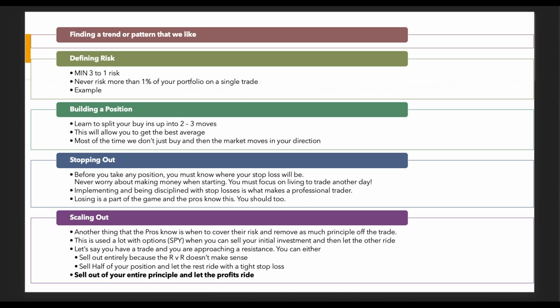I never average up. Let's say I buy in with $3,000 and it continues to fall, but it's still in the pattern that I like. I add another 3, and then it falls a little more, but it doesn't break pattern. I add 3 more. Then I set my stop loss. This will allow you to, one, limit your risk, but two, get you the best average price that you can get. Because most of the time we don't just buy and then the market moves in your direction. You have to be ready and willing for the market to move against you.